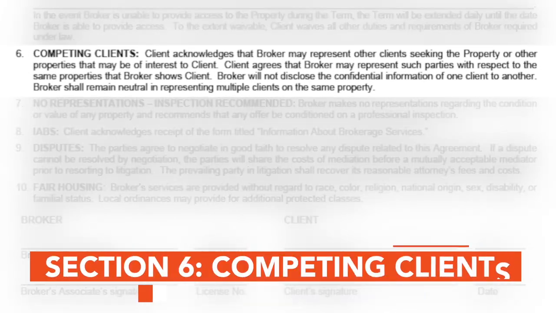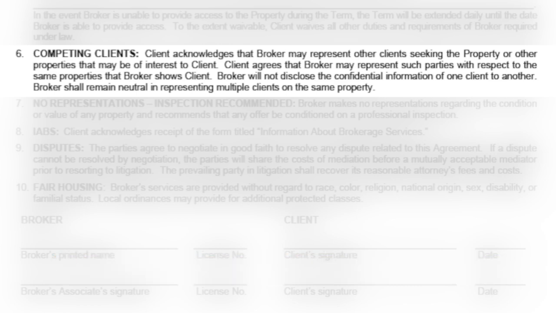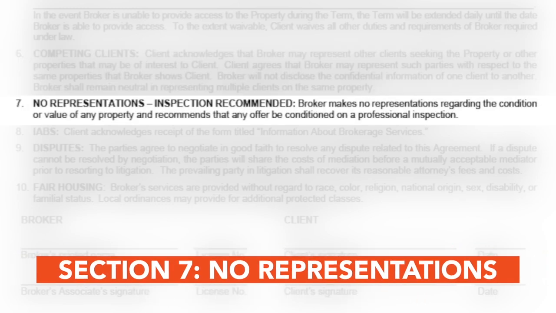The sixth section is competing clients. The broker can represent other clients who might be interested in properties that are also of interest to the client signing this agreement. Without this clause, a broker or agent would not be able to perform their fiduciary duties to all of their clients. The seventh section is no representations.